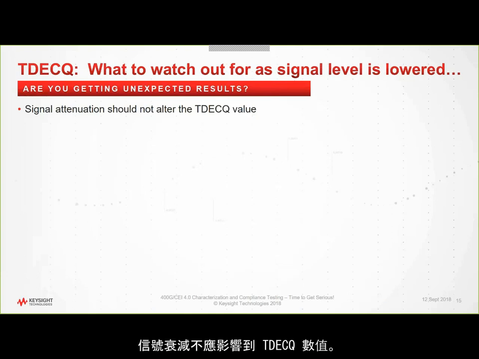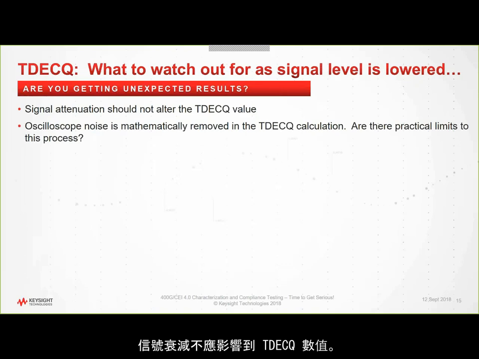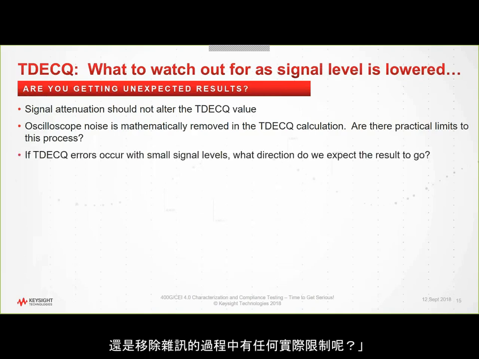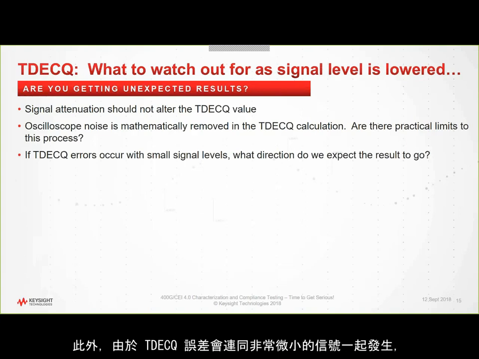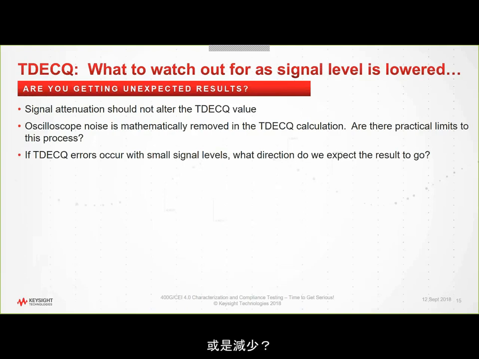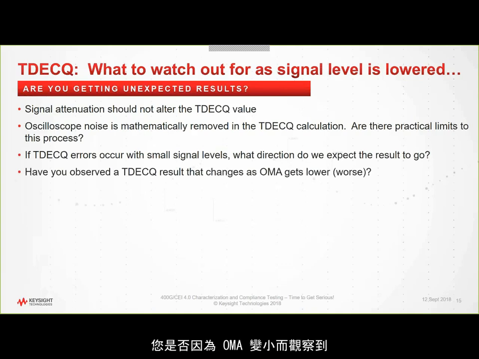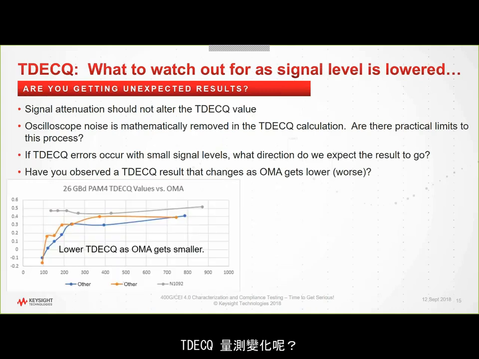Well, signal attenuation should not alter that TDAQ value. So remember, we talked about characterizing oscilloscope noise because it's mathematically removed from the calculation. So you have to ask, well, can I just use any scope, or are there practical limits to this process of removing the noise? In addition, as TDAQ errors occur with very small signals, do we expect that those errors are going to increase the TDAQ or decrease the TDAQ? And have you observed any TDAQ measurement changes as a result of your OMA getting smaller?